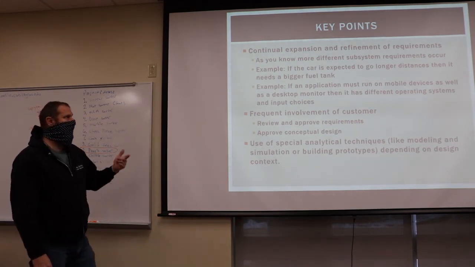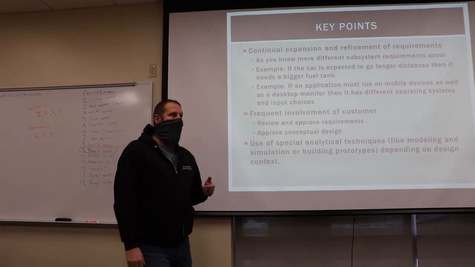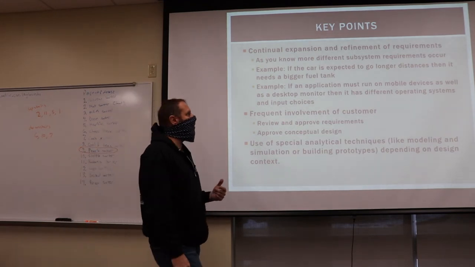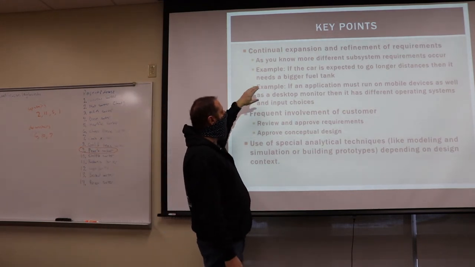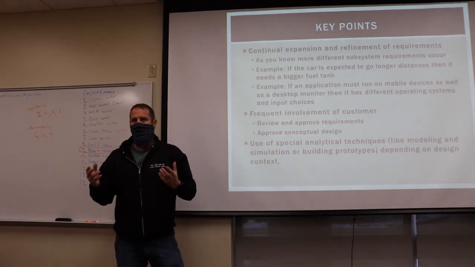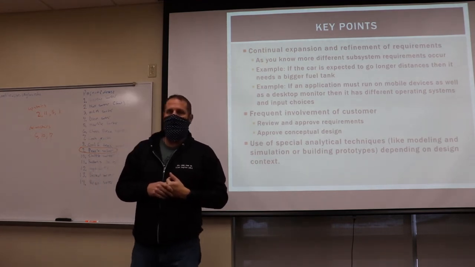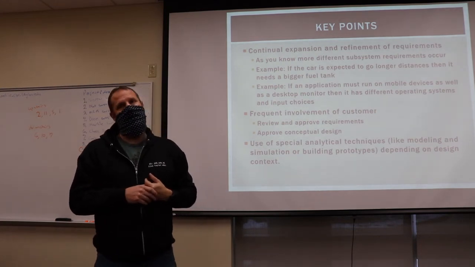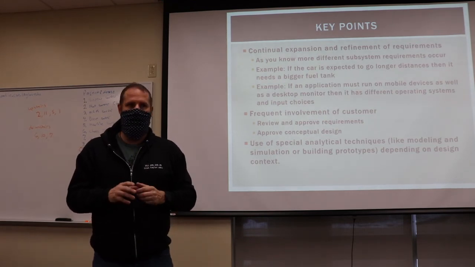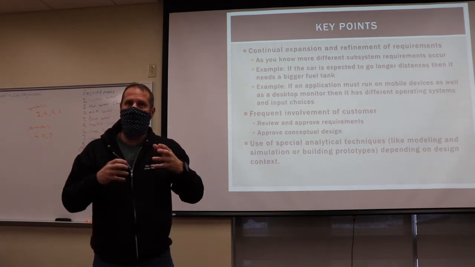All right, as I've said probably 10 times already, continual expansion and refinement of requirements. As we continue to get more and more detailed in the process, we're going to continually refine those. As you work through those, you'll probably find some things that weren't disclosed early on. The example there is that, oh, the car must go X amount further than what we initially thought. Well, the ripple effect is that we had to make a bigger gas tank. Well, if we make a bigger gas tank, then what's the ripple effect of that? We've got to be able to place it in the car.